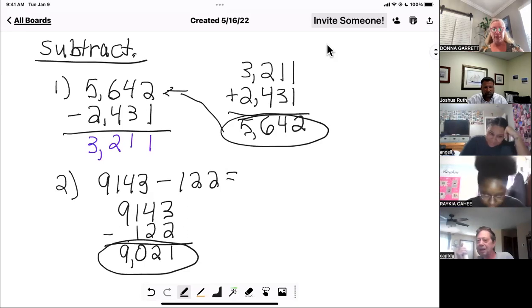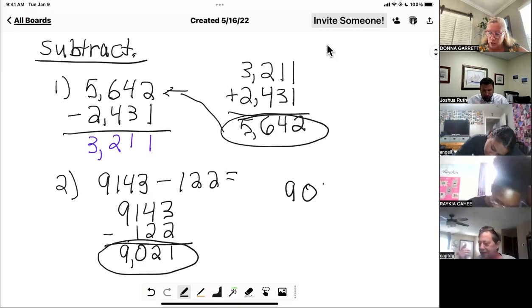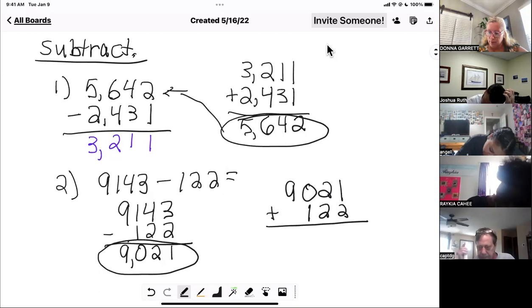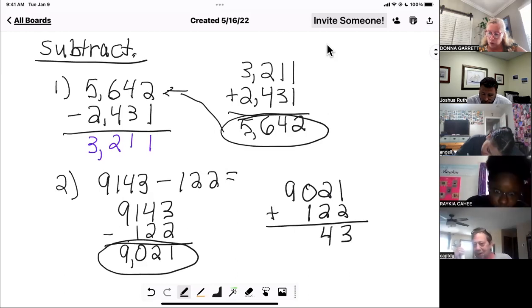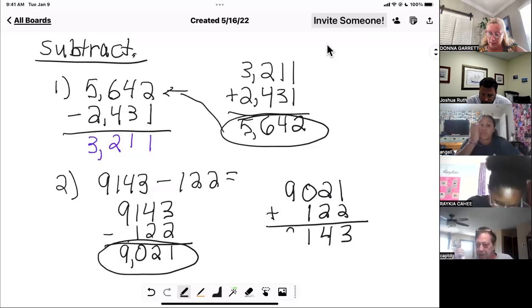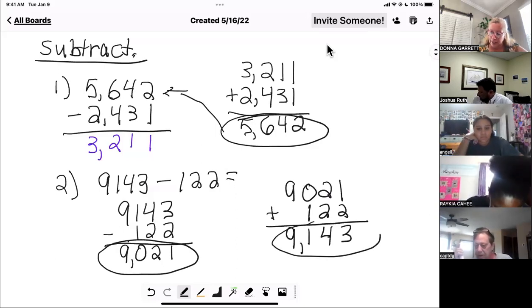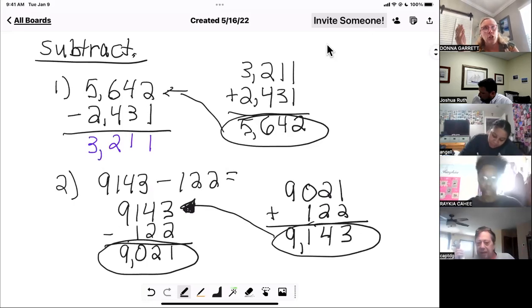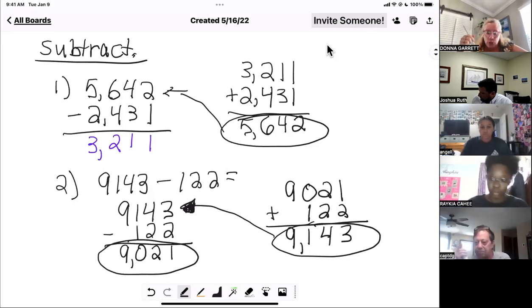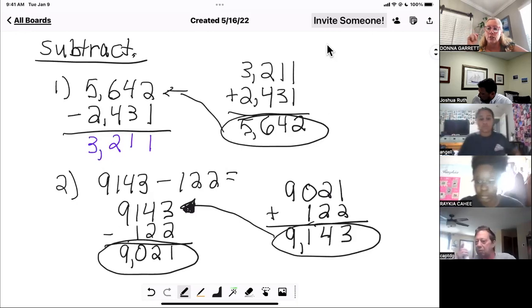Okay, now don't forget, we're going to check it. We're going to go backwards. So I take the answer, 9,021, and I add 122. So I'm going to add down: 1 plus 2 is 3, 2 plus 2 is 4, 0 plus 1 is 1, and 9 will come down, and look, yay, I got what I started with. I can be really confident I'm right. So when you take your tests and quizzes, I mean homework too, I would be doing this for all my subtraction problems, checking every single answer.